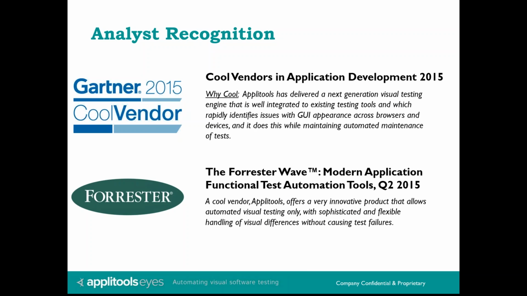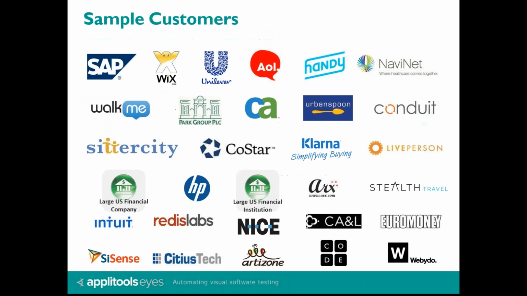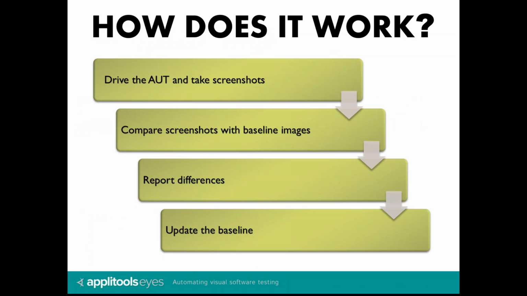So Applitools has been recently named a cool vendor by both Gartner and Forrester in their application development and functional test automation tools report this year. We have more than 6,000 users today, with customers ranging from small startups to very large companies and enterprises in all the major verticals. And that's it about the company.